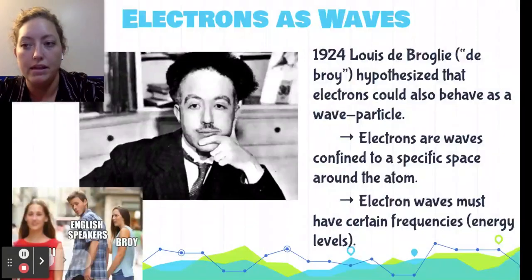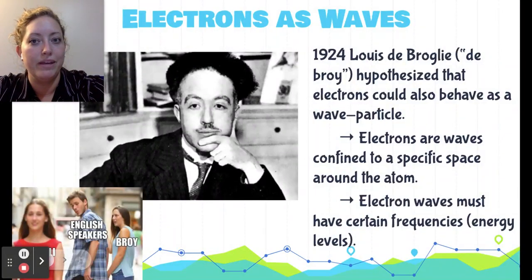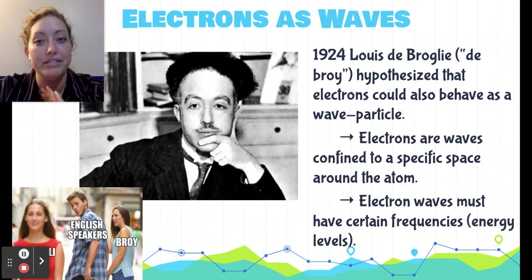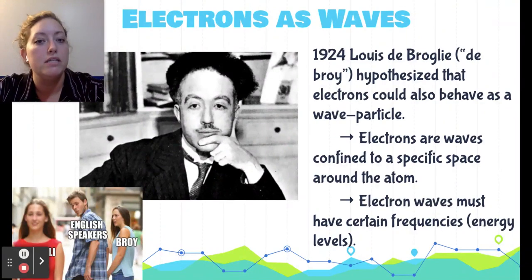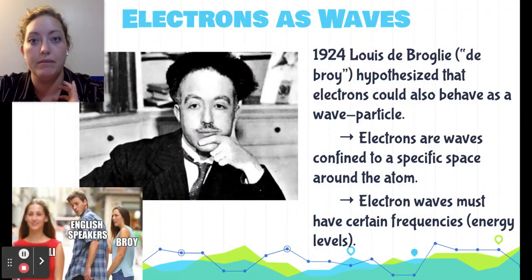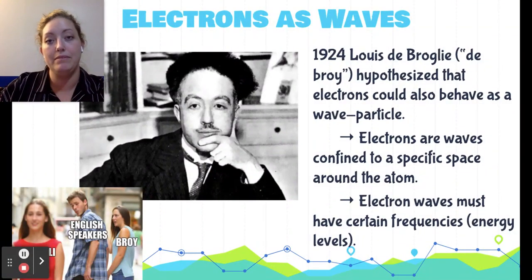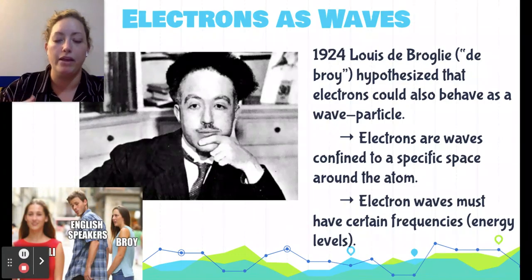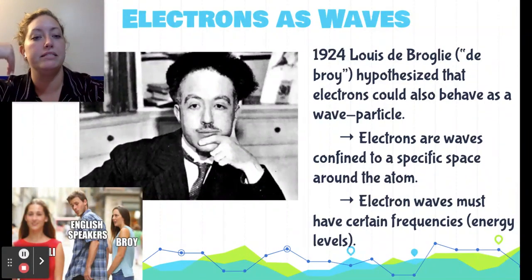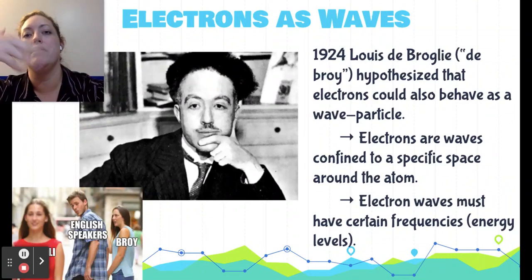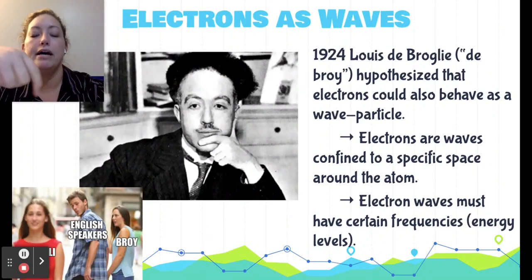Okay, so electrons as waves. De Broglie was the first one to come up with this. And I know it looks like it says broccoli, but it does not. It says de Broglie. So in 1924, about 20 years after Einstein made his theory about light behaving as a particle and a wave, Louis de Broglie came in and hypothesized that electrons can also behave as a wave particle.